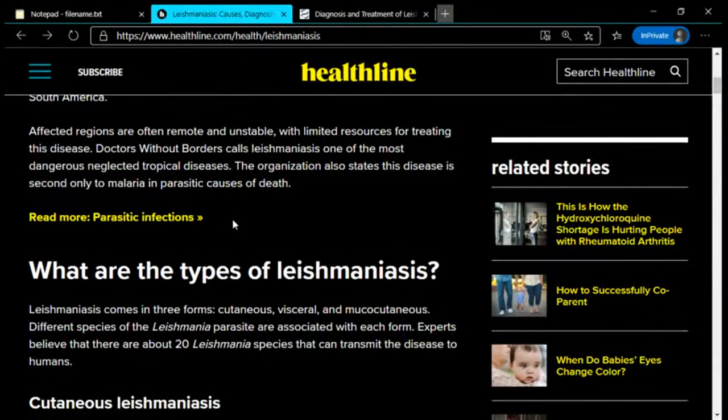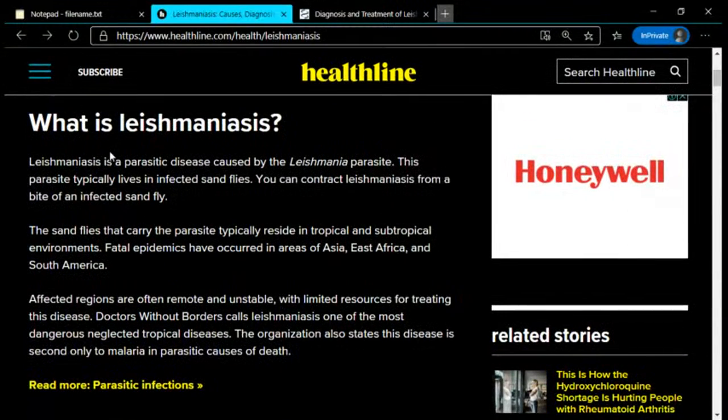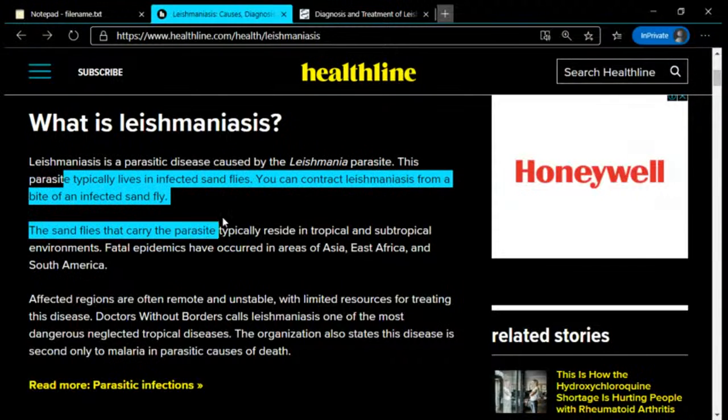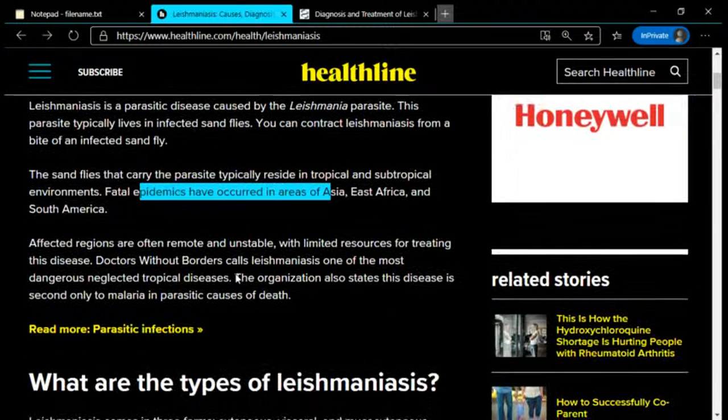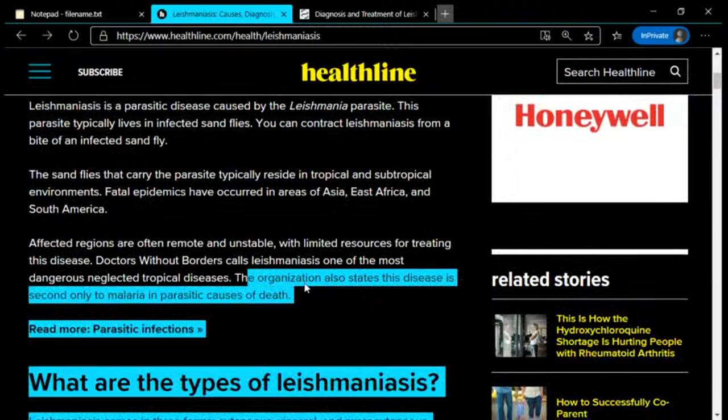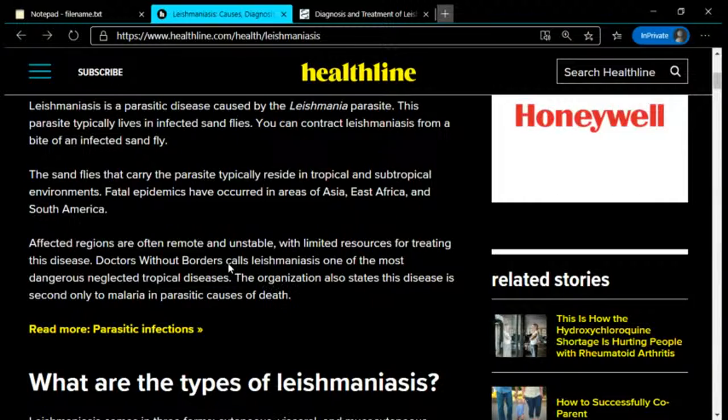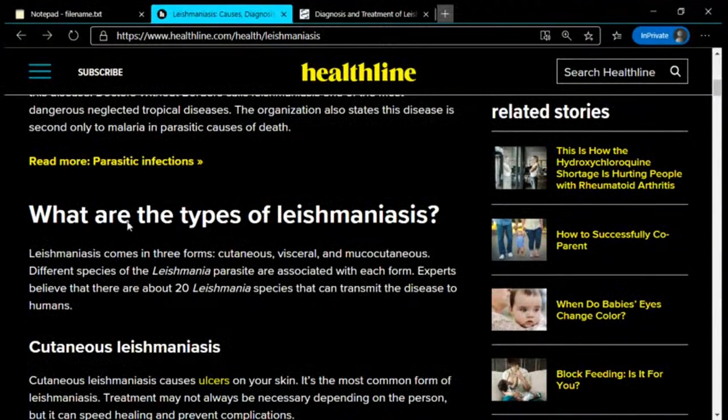Okay, so there we have it. Leishmania is a parasite carried by a sandfly. I can contract leishmania from bites in Asia, East Africa, and South America. Sandflies reside in tropical environments. Fatal epidemics have occurred. And Doctors Without Borders recommend treating this epidemic because it is a very serious illness.